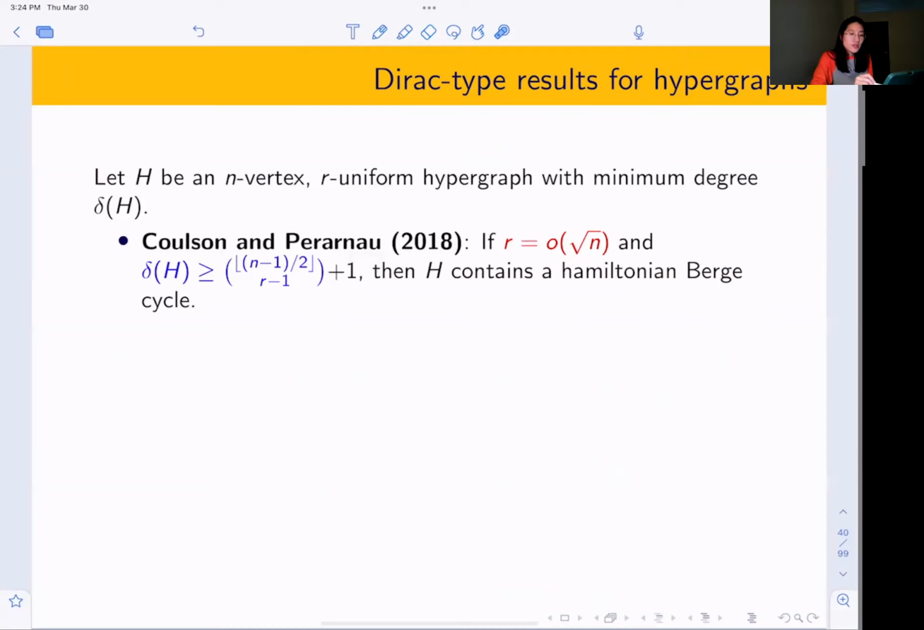And the reason we get this is because they use some sort of probabilistic argument, which is some modified version of the Lovász local lemma. And this is what they needed for the calculations to go through.